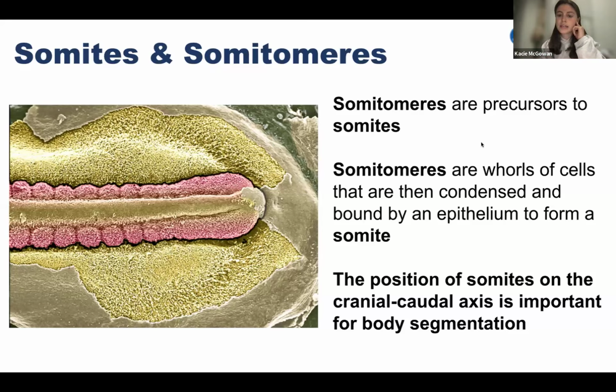And then the position of somites on the cranial to caudal axis is important for body segmentation, because like I said before, the signaling molecules help differentiate the somites. In the same way, the ones in the cervical population will form cervical vertebrae, which look very different from a lumbar vertebra. And that segmentation is super important for proper body functioning and development of the embryo past that point.